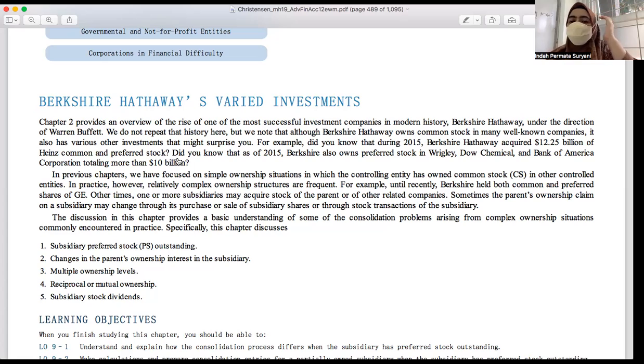In the previous chapter, the one we covered in financial accounting one, we focused on several simple ownership situations, in which there is a controlling entity that holds common stock in another entity. Relatively, in this book there is a more complex ownership structure. In this example, Berkshire has both common and preferred shares, and there are one or more subsidiaries that can acquire stock of the parent and other related companies. So sometimes the parent's ownership claim on the subsidiary will change through purchases, or if they have activities like the subsidiary selling its own shares, or other stock transactions of the subsidiary.